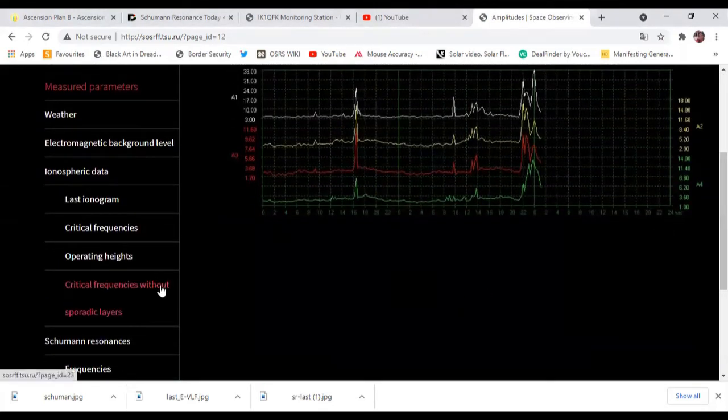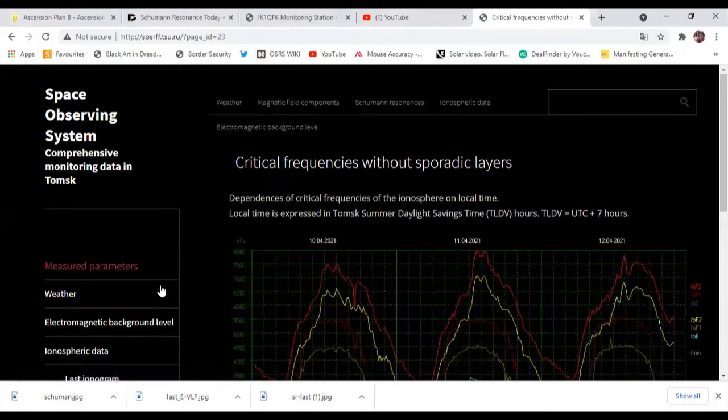This is critical frequencies without sporadic layers. Now this is really high, this critical frequency. It's kind of on the roof here. So let's have a look down here. Just trying to find the other bit we're supposed to look at here.